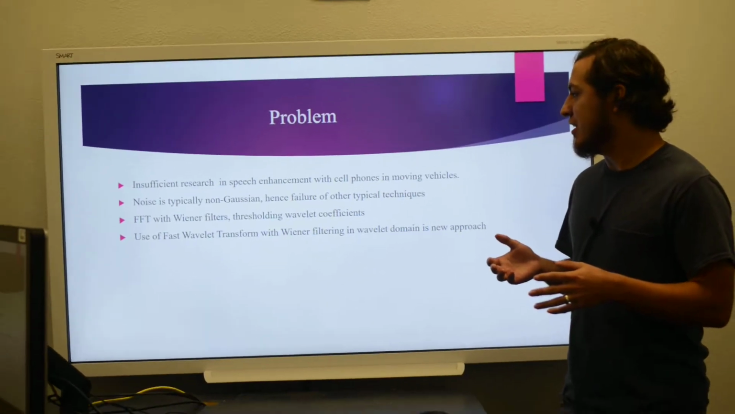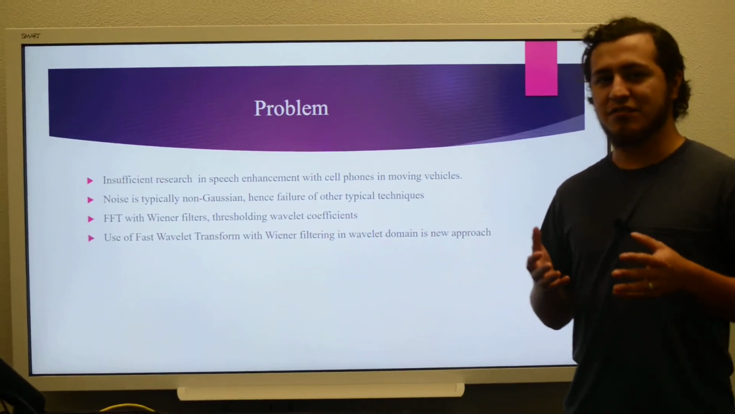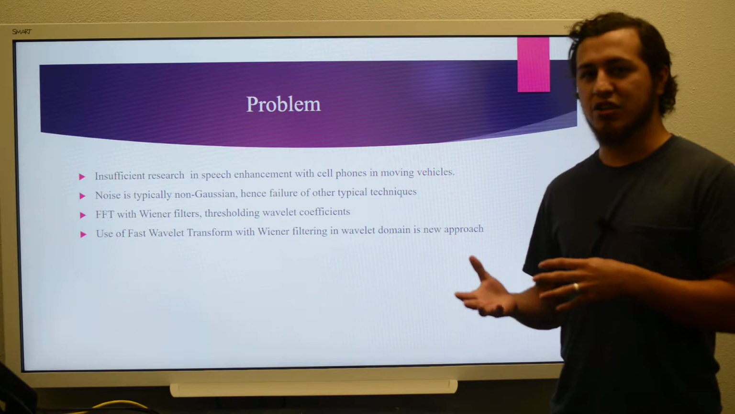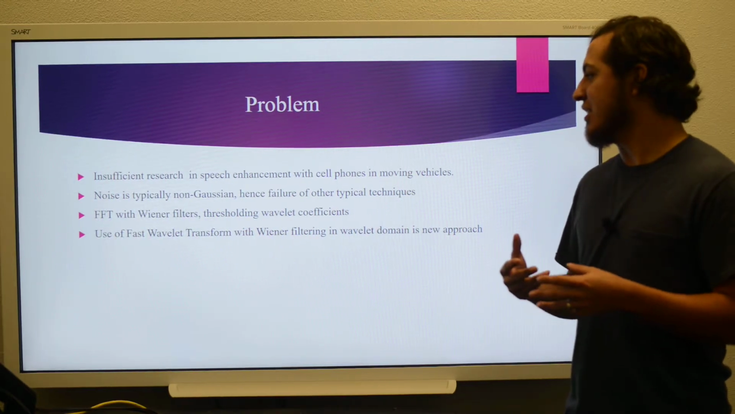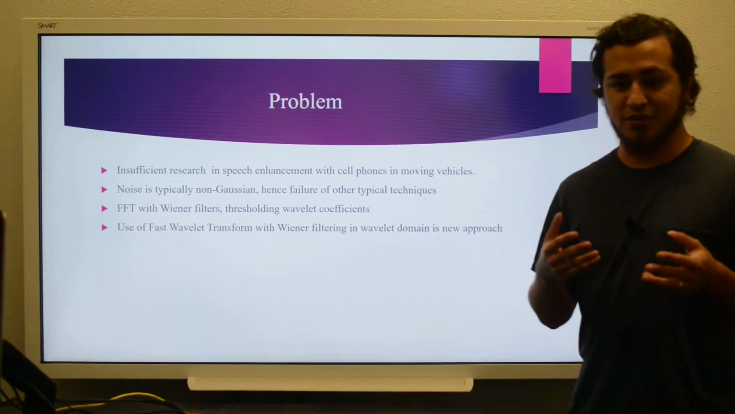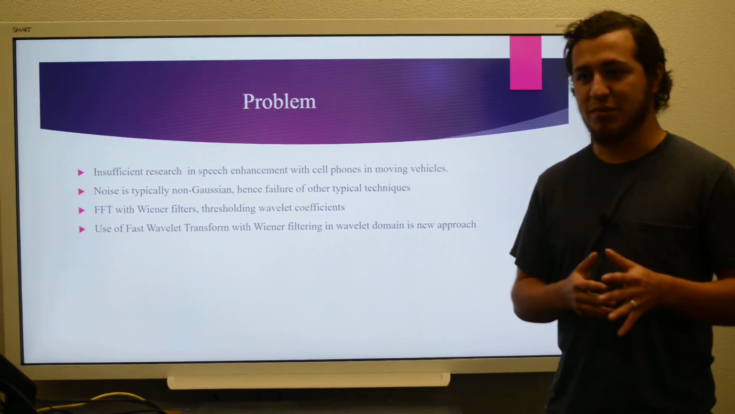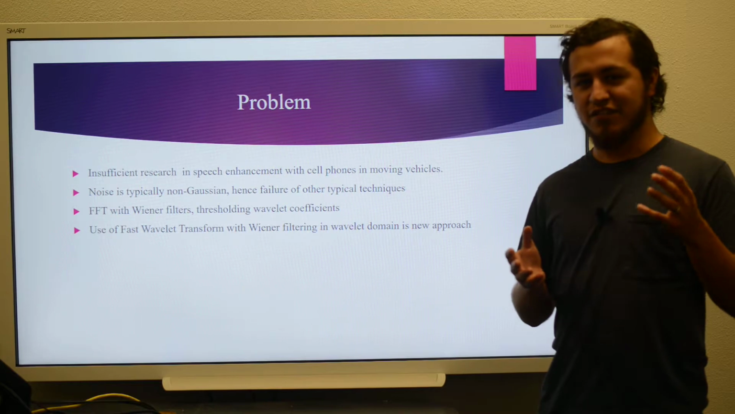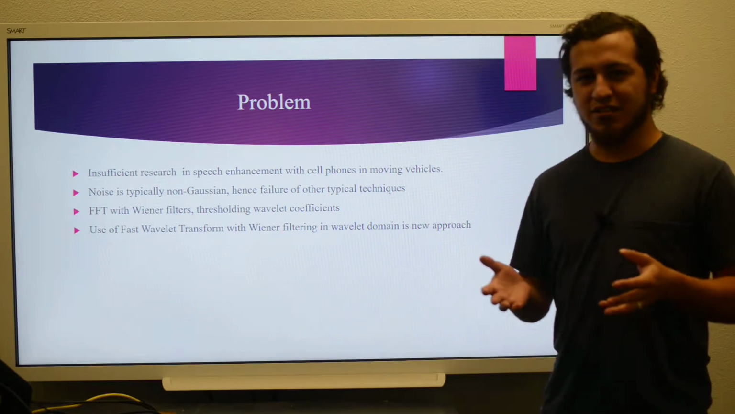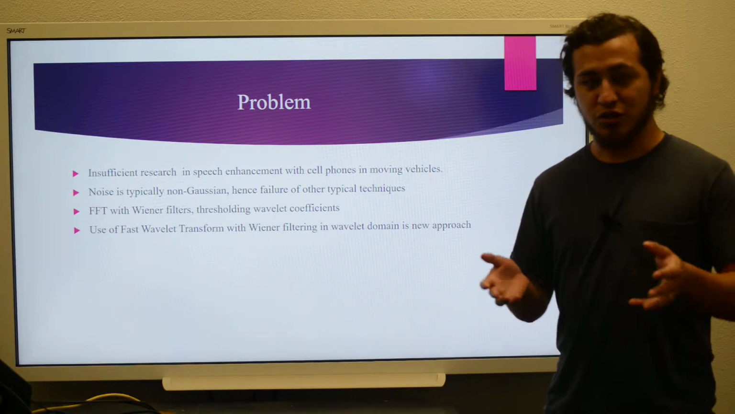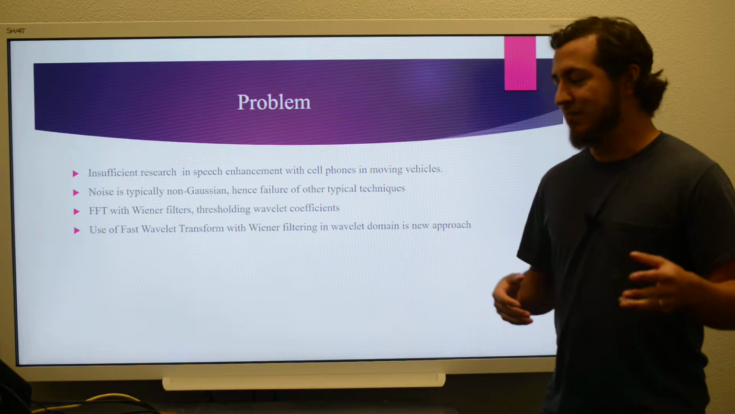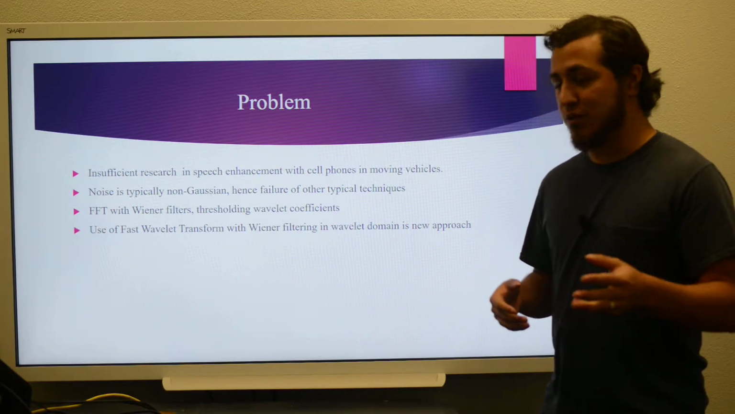So they decided to apply different types of filters to compare with their new approach, which was using a fast wavelet transform and a Wiener filter for a wavelet domain. That's their approach, but they decided to compare that with conventional fast Fourier transform with Wiener filters or thresholding with wavelet coefficient values. Those are the conventional ways that they compared with.